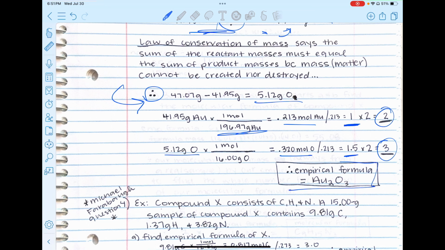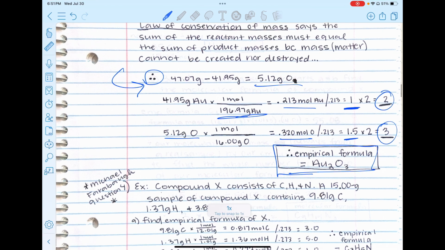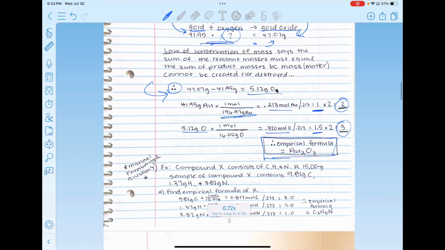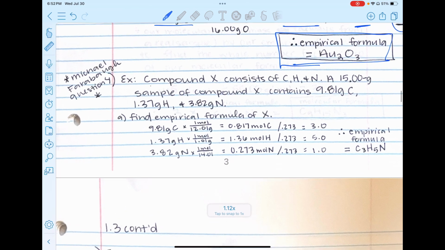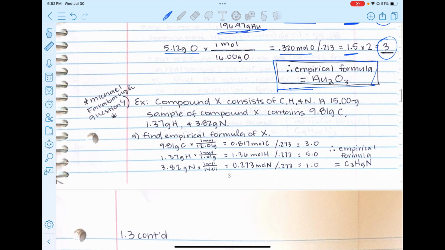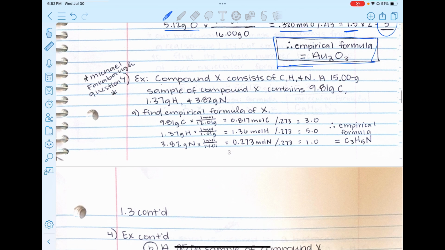All right, so we're able to figure out our empirical formula. Not so bad, right? 4 steps, just presented a little differently. Let's move on to example 4. Now, example 4 is something pulled from Michael Faribault's notes. So many of these problems I have created myself, but I tried to note the ones that came from Michael Faribault. Just give credit where credit is due.